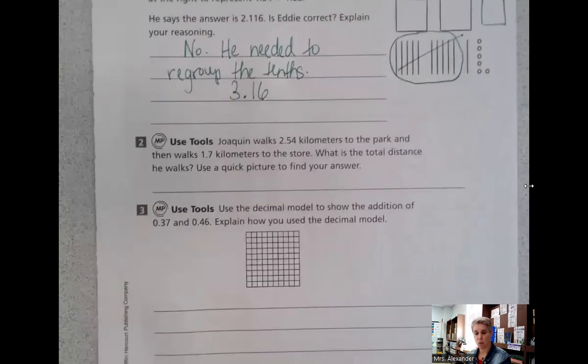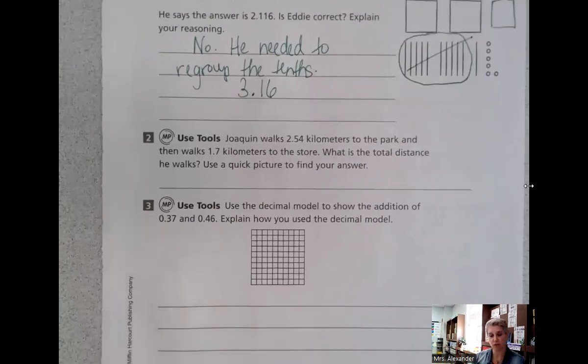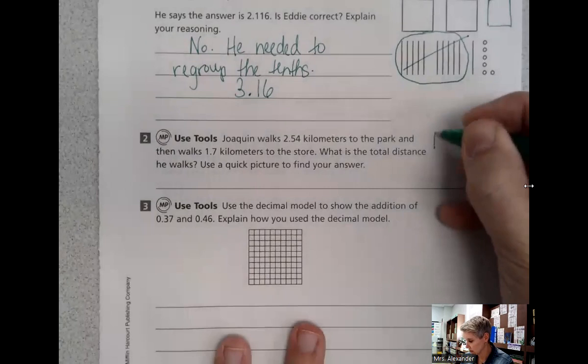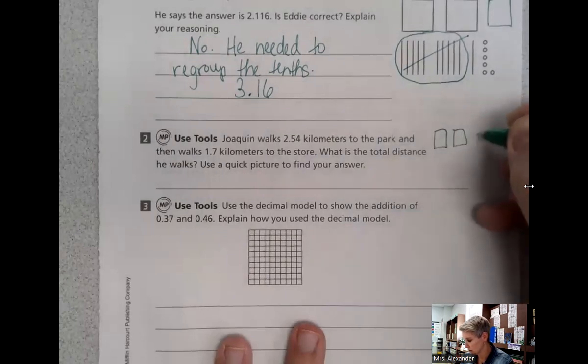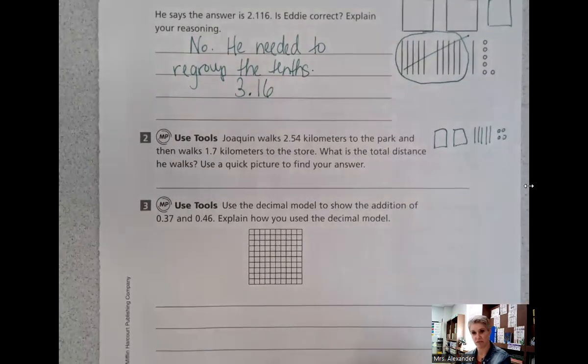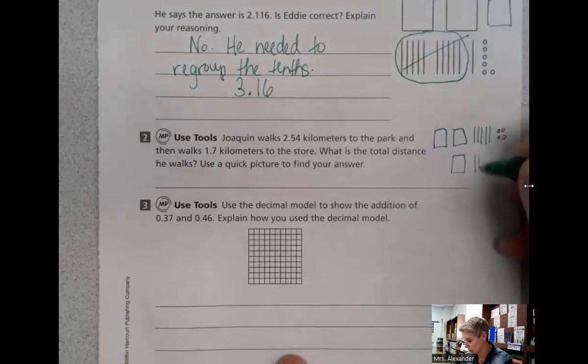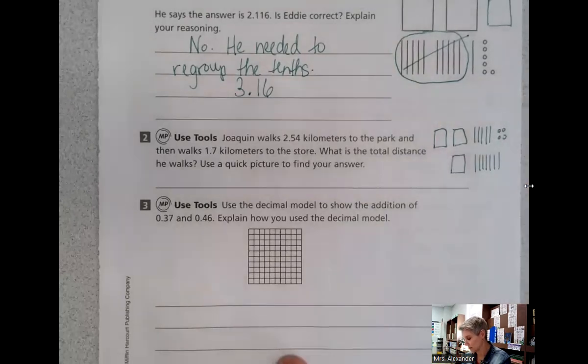All right. Joaquin walks 2 54/100 kilometers to the park, and then walks 1 7/10 kilometers to the store. What is the total distance he walks? Use a quick picture to find your answer. So here is our quick picture. There's our 2 54/100. Then I have 1 and 1, 2, 3, 4, 5, 6, 7 tenths. Now, 7 is really close to 10. We talked about rounding.